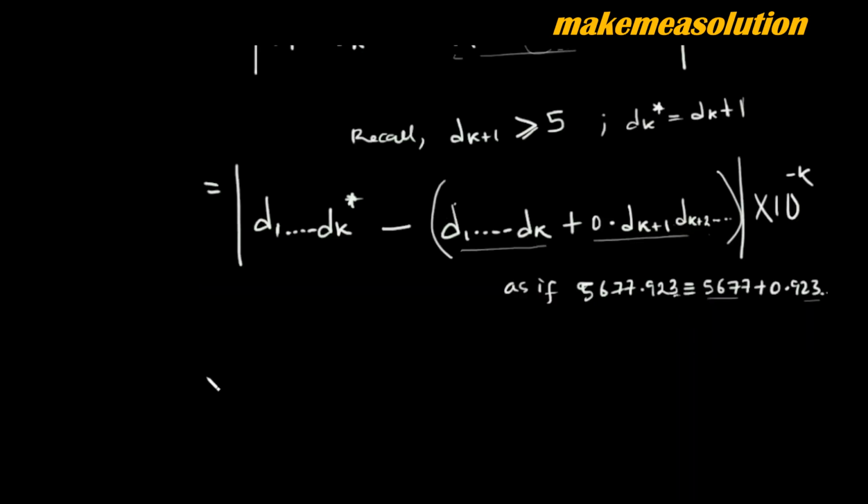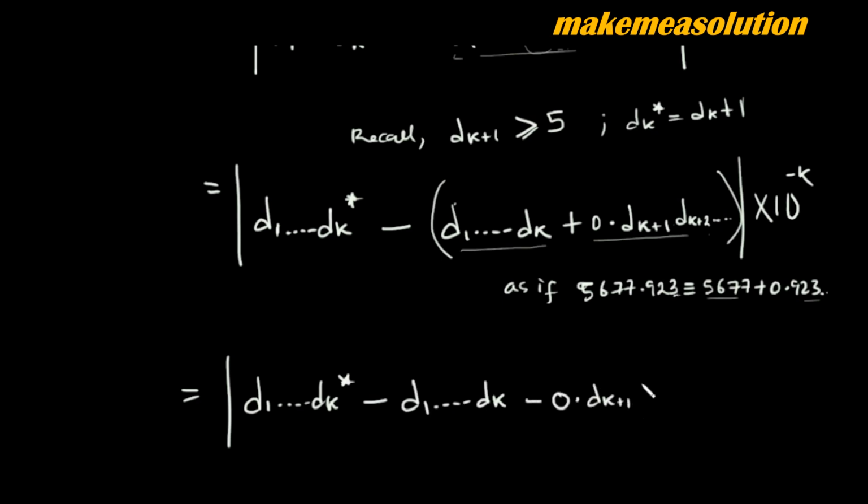So the reason I did it like this is for simplicity. When we're subtracting d1 dk asterisk minus, this will be d1 to dk, and this is now minus 0.dk+1 dk+2 dk+3 and so on, like that. You know minus times plus is minus, so this is times 10 to the power of minus k. So remember we have n asterisk minus n over here.